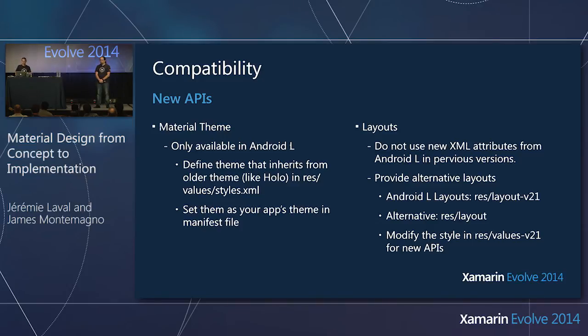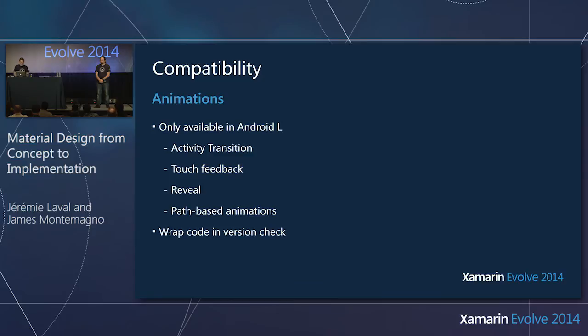And the same thing with layouts or the themes. So layout -v21, values -v21. The animations that we showed here, those are only going to be Android L. So again, do due diligence to wrap those in an SDK integer check, including reveal, touch feedback as well.